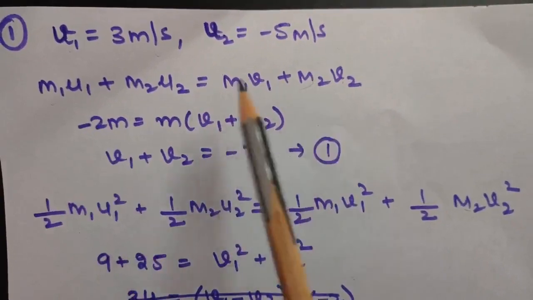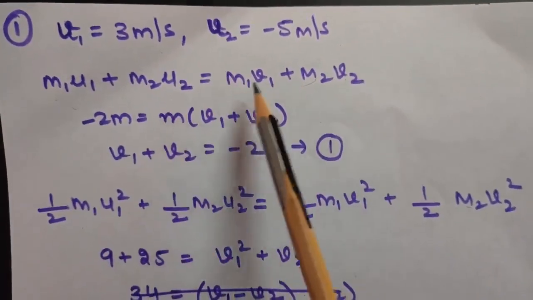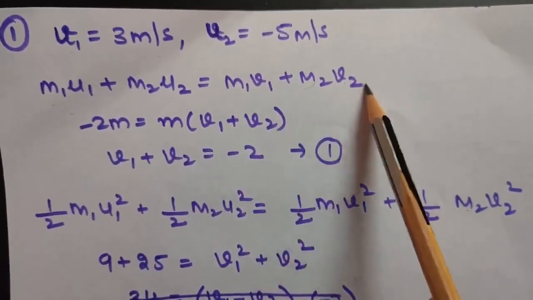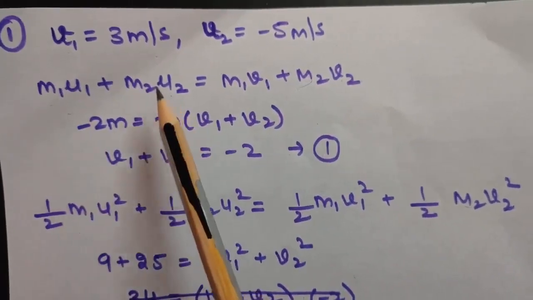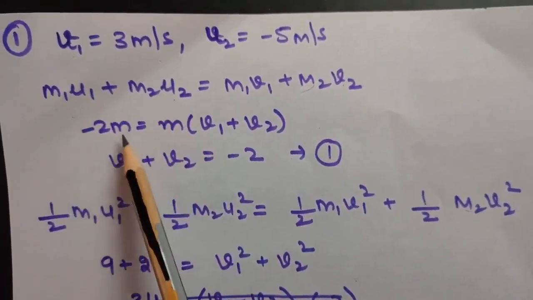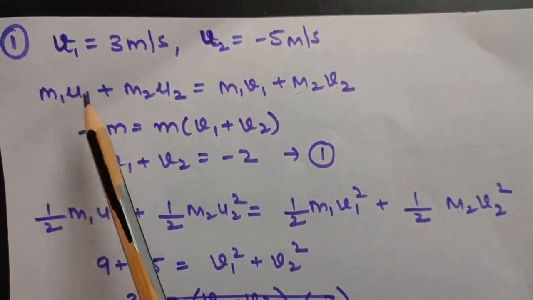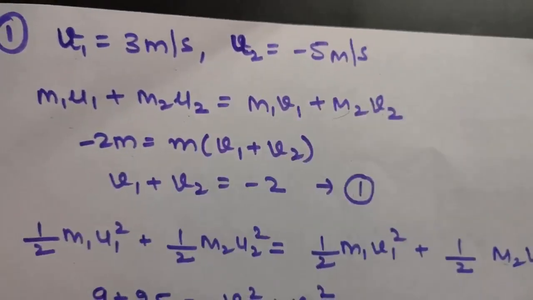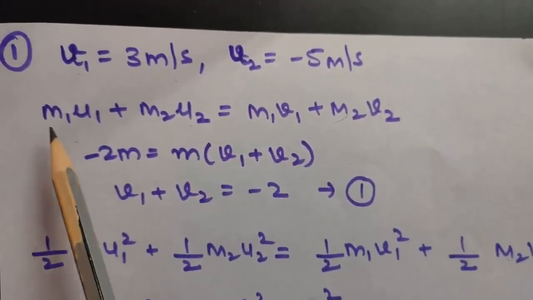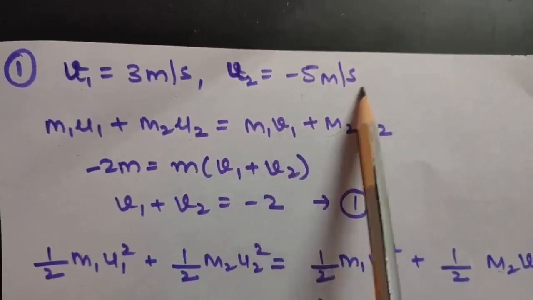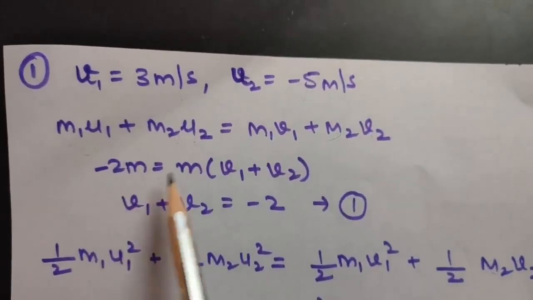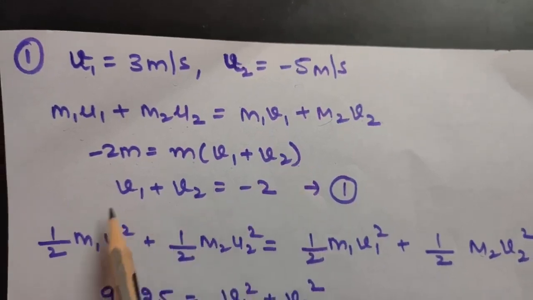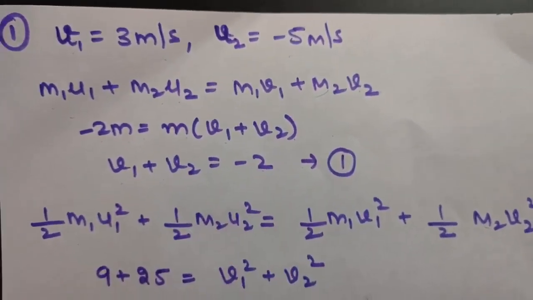So conservation of momentum is m1 u1 plus m2 u2 is equal to m1 v1 plus m2 v2. m1 and m2 are given to be the same, so we are putting it to be m only. Okay, so m1 u1 will be 3m plus minus 5m. So this will give you minus 2m is equal to m times (v1 plus v2). So we have calculated v1 plus v2 from here.